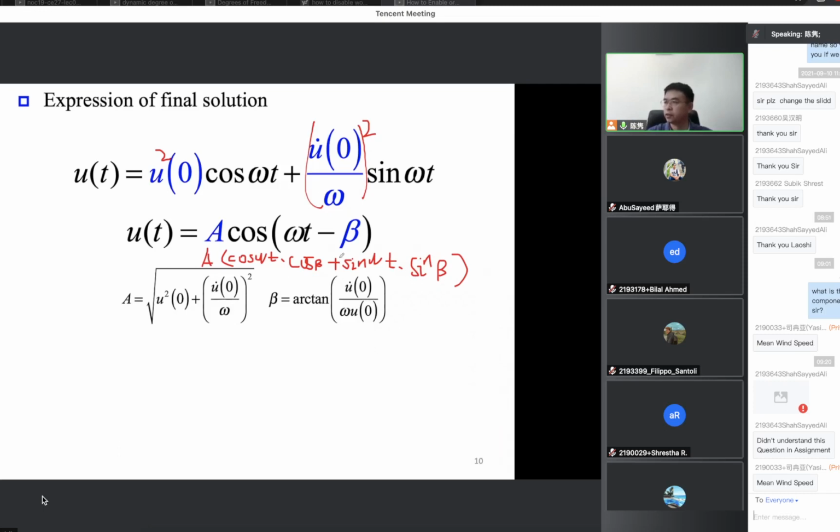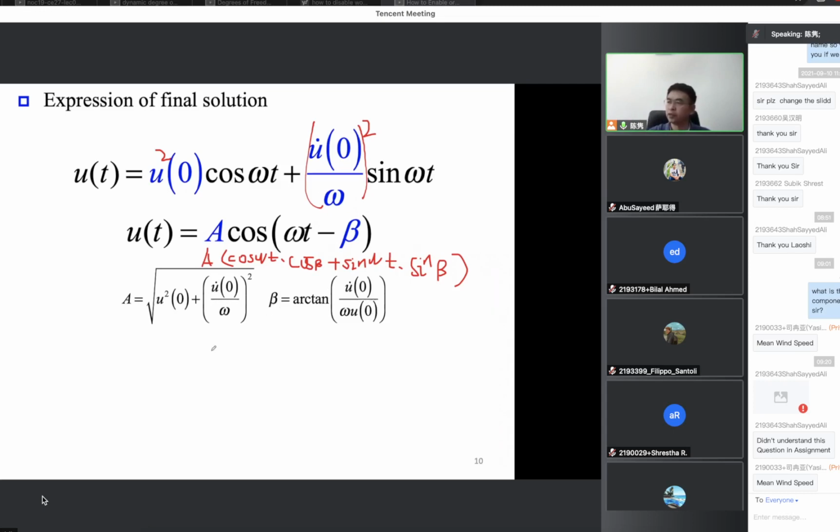And then you see this is sine, this is cosine, so you divide these two. So this should be tangent, right? Tangent beta is this one divided by this one, and this one is this part. And cosine beta is this part, u0, without this 2 here. Then it should be u0 dot divided by omega, then u0, then arctangent. This is beta.